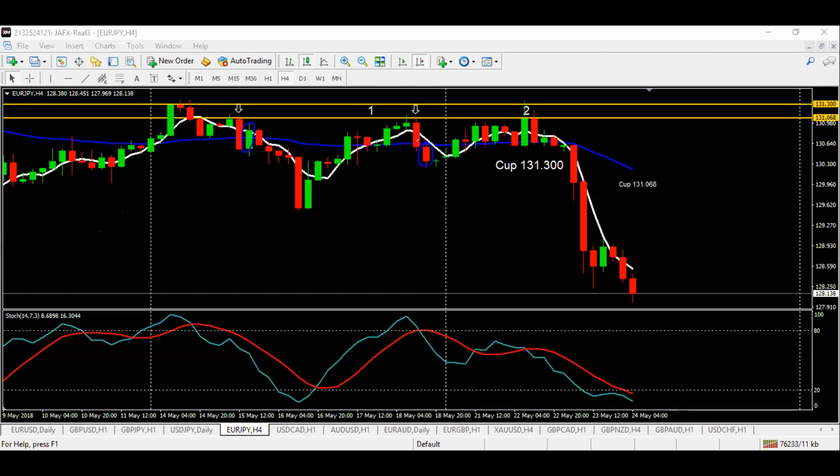Bullish candlestick, bearish candlestick, lower high. This high is lower than the previous high, which makes it a lower high. Bullish, bearish, lower low. This candlestick closed lower than its previous low. So this is a lower low.